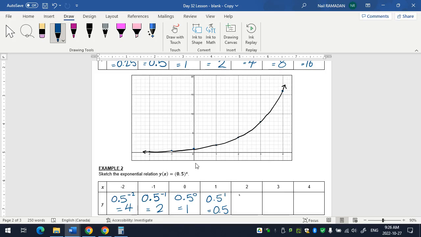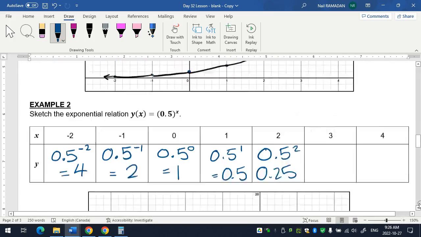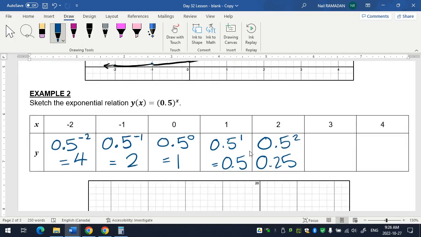So 0.5 squared is 0.25. And by the way, now it's going to get really annoying because the numbers are going to get really small. Tiny, yes. So what's 0.5 to the power of 3? 0.125. Do you think I'm going to be able to hit 0.125? No, I'm probably going to have to touch the axis. I don't mean to touch the axis, but it looks like it.